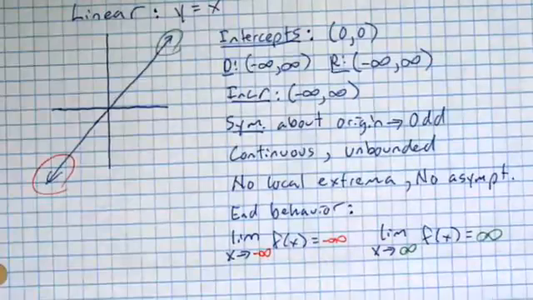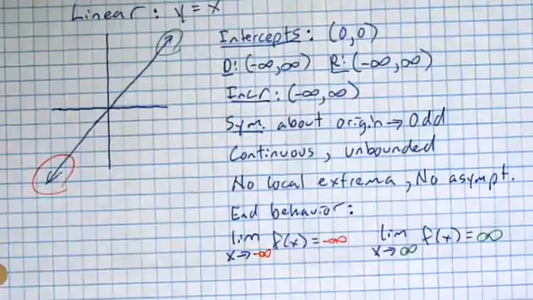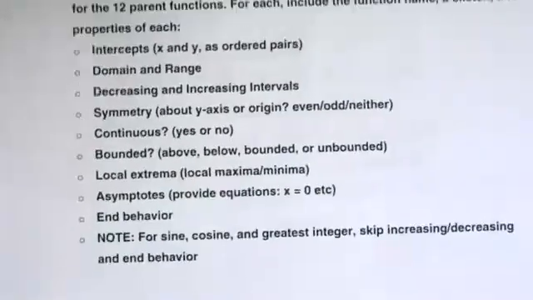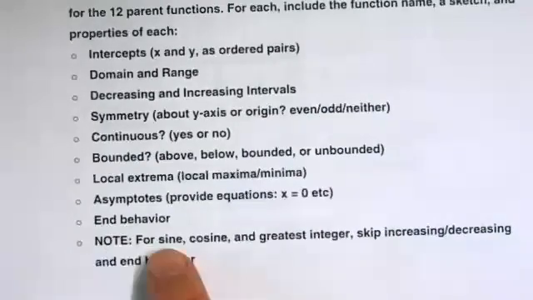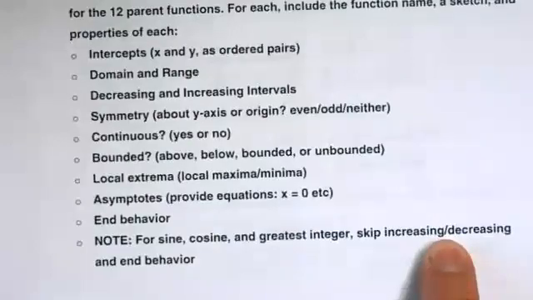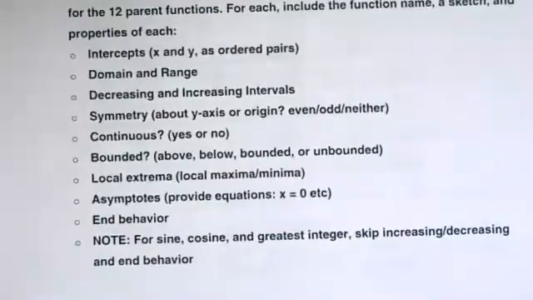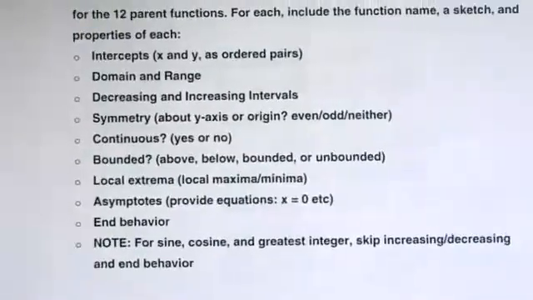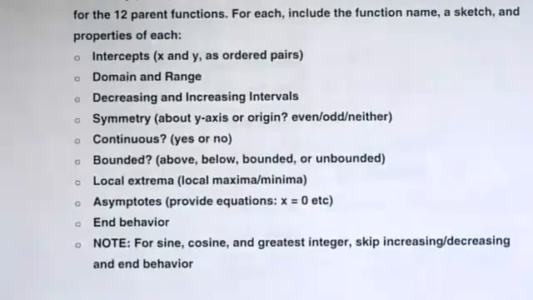There are a few things that you do not have to worry about. So I'll put this list up here. At the bottom, it says for sine, cosine, and the greatest integer function, you do not have to worry about increasing, decreasing, or end behavior. They don't really apply to those, or we don't know how to do them yet. It's down at the bottom of the screen there. And I'll put this back up in just a moment. I do need to show you one last thing. You guys are going to thank me for this.